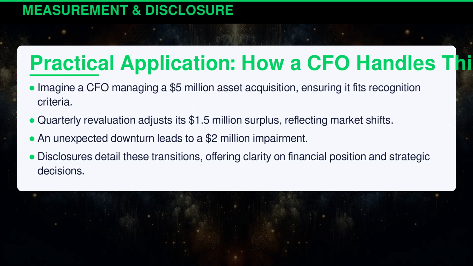Imagine a CFO managing a $5 million asset acquisition, ensuring it fits recognition criteria. Quarterly revaluation adjusts its $1.5 million surplus, reflecting market shifts. An unexpected downturn leads to a $2 million impairment. Disclosures detail these transitions, offering clarity on financial position and strategic decisions.